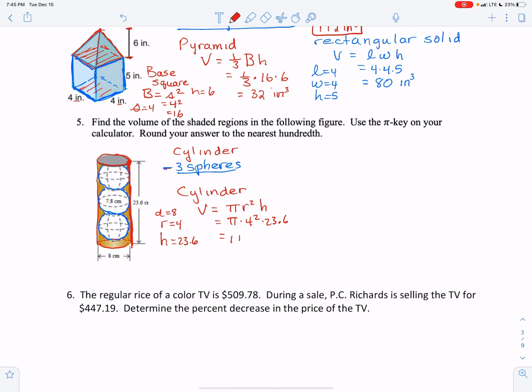So I have 1186.265. I want to round it to the nearest hundredth, so I'll take it out 3 places. Identify the digit in the hundredths position. Look at the digit directly to the right. That's 5 or more, so this would be 1186.27. And we're in centimeters, so centimeters cubed.